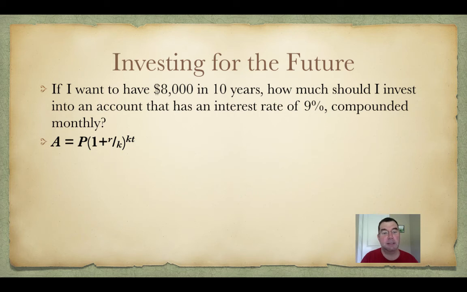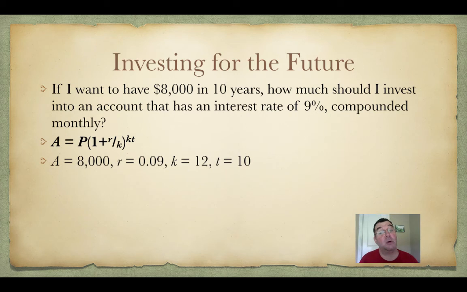All right, so same formula. I have everything I need. The $8,000 is what I'm hoping to end up with. So that's my A, that's not my P. That's not the amount I originally invest. In fact, I don't know that, so I'm solving for P this time. My interest rate is 9%, 0.09. K is 12 because I am compounding this 12 times per year, and T is 10 because I'm investing for 10 years.